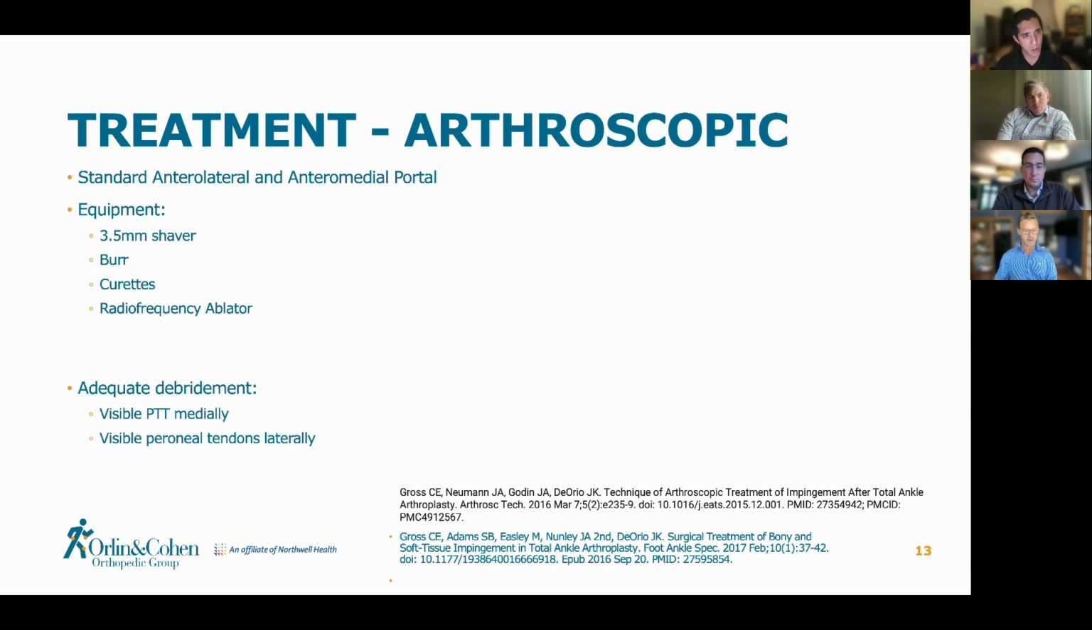Arthroscopically, you could start with your typical anterolateral and anteromedial portals, maybe a posterolateral portal if you need to get back posteriorly. A 3.5 shaver is the sweet spot, and it lets you get at the scar tissue fairly aggressively, but sometimes you need to go smaller. You want to have a burr, curettes, and a radiofrequency ablator on hand as well. And you can judge how adequate your debridement is based on whether you can visualize the posterior structure. On the medial side, it's the post-tib tendon, and on the lateral side, the peroneal tendons.